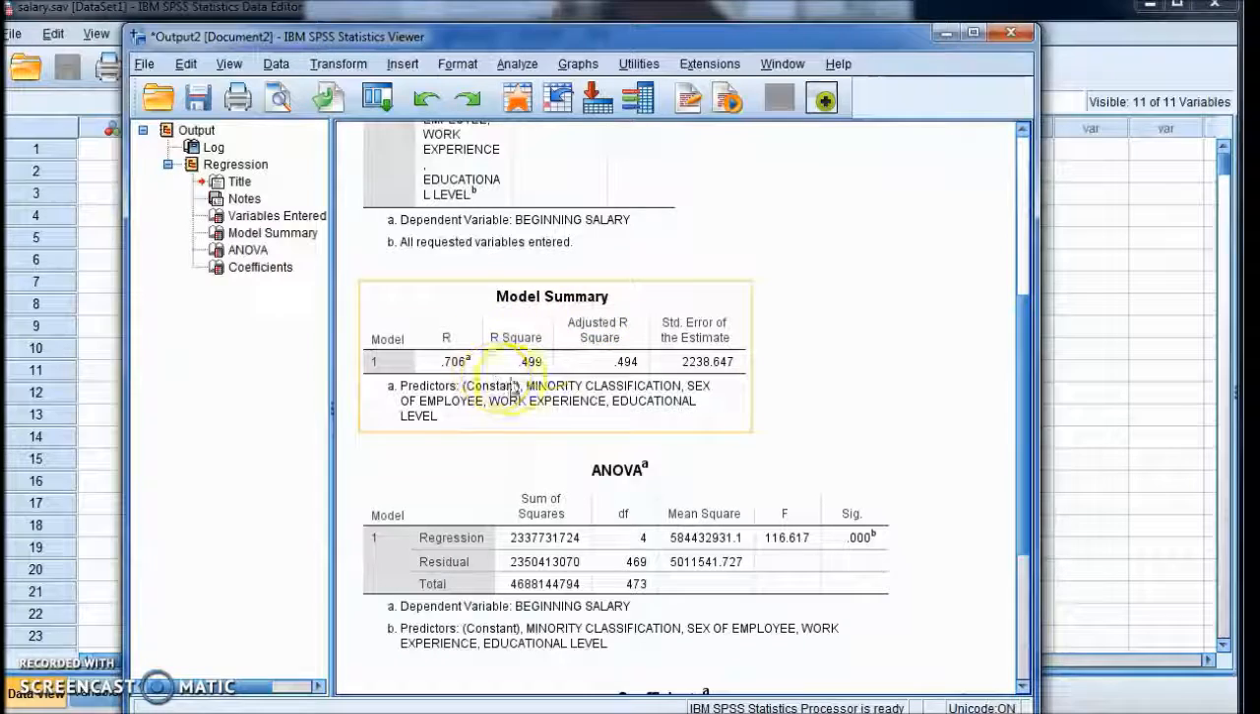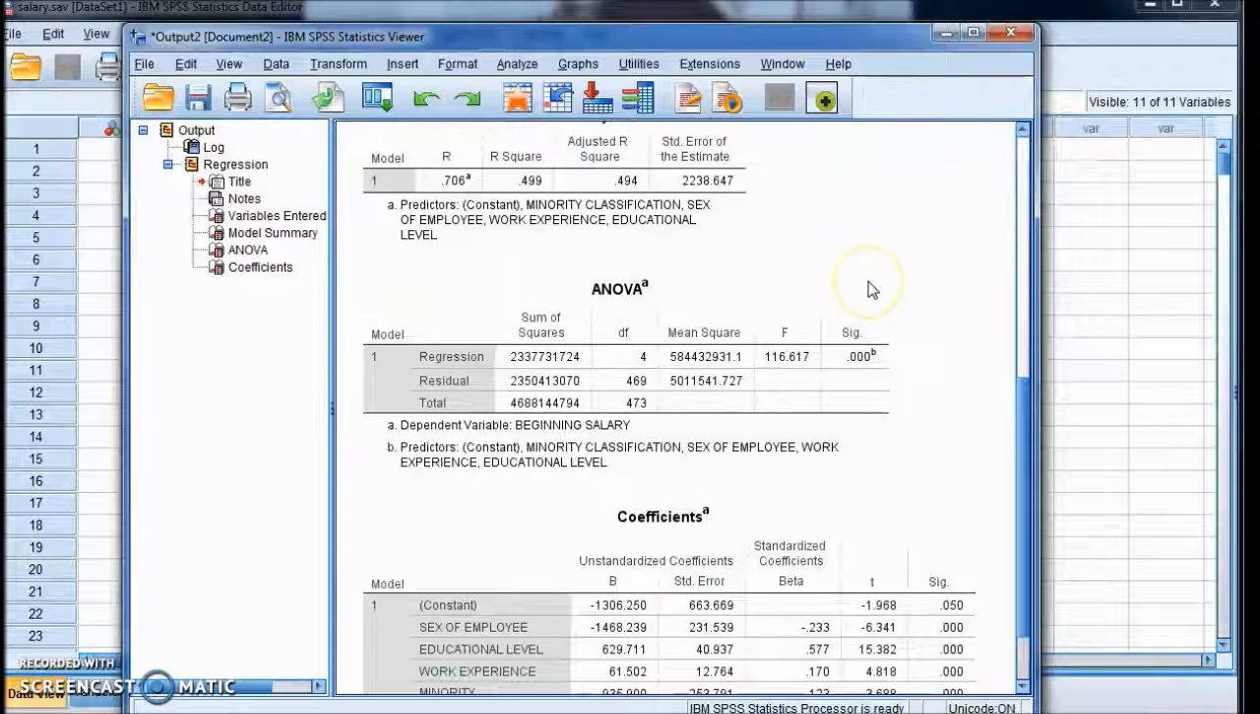And the number that I'm going to key in on is this R-square of 0.499. What it's telling me is that if I converted this to a percentage, about 50% of the differences in beginning salary are being explained by minority classification, sex of employee, work experience, and educational level altogether. The next thing it has for me is the ANOVA table, which you've learned a little bit about, and it's telling me that it is significantly explaining beginning salary, so I've got a good model here.